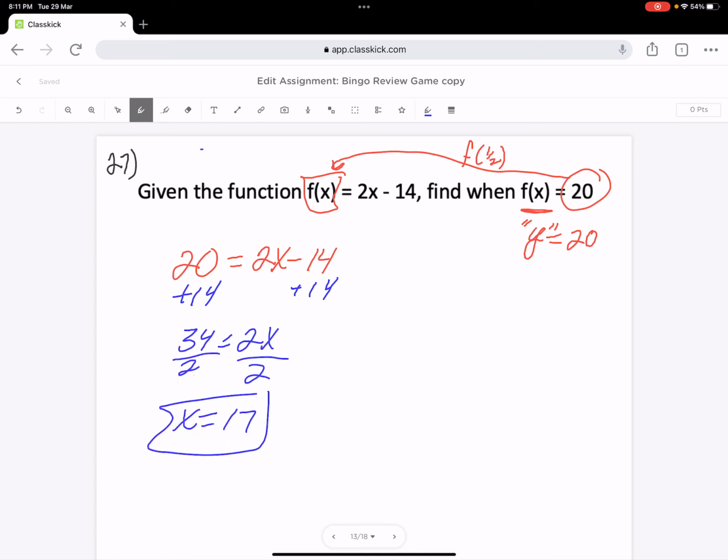This is how you can write your answer because we are just trying to solve for x. Or if you wanted to, you could also write it as (17, 20) as an ordered pair, and that works as well. But those are the two ways that are acceptable to get proficient for this question.